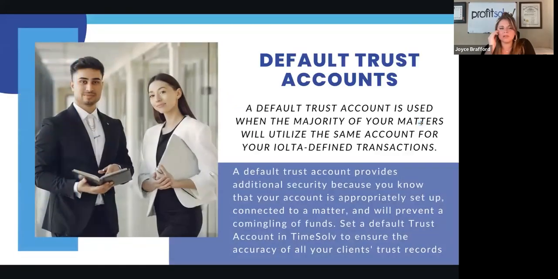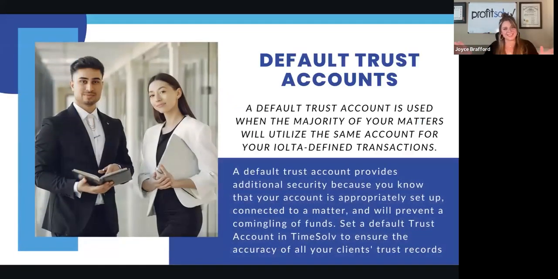And then of course, this is sort of different than the previous slide, but this is my preferred way of doing it. And it is the default trust account. So if you have multiple practice areas, that is an easily justifiable reason to have multiple trust accounts. But within those, for each matter type, you should at least have a default trust account. A default trust account is used when the majority of your matters will utilize the same account for all of your IOLTA defined transactions, right? Pretty straightforward. What you should do is have that default. If you're not sure which account it should go to, use your default.